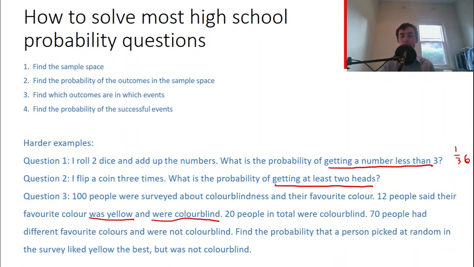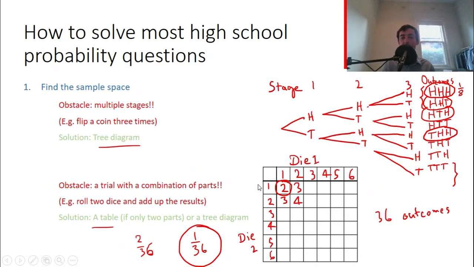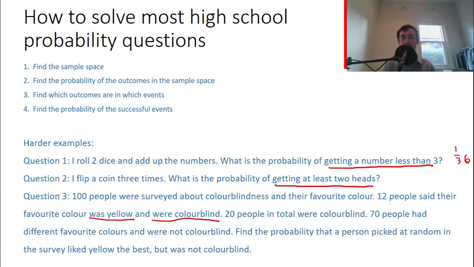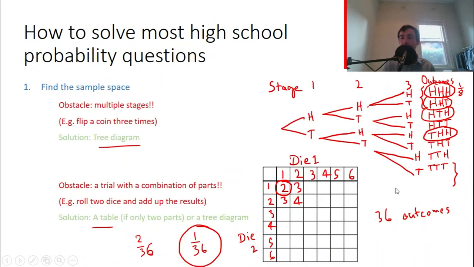Okay, question 2. Let's make sure we've done all the 4 steps for that one. I flip a coin 3 times. What's the probability of getting at least 2 heads? So let's see. Have we got the sample space? Yes. All of this is the whole sample space. Have we worked out what the probability of the outcomes is? Yes, it's 1/8 for each outcome. Have we worked out which outcomes are in the event? There's only one event, so getting at least 2 heads, and we've worked out there are 4 outcomes in that event.